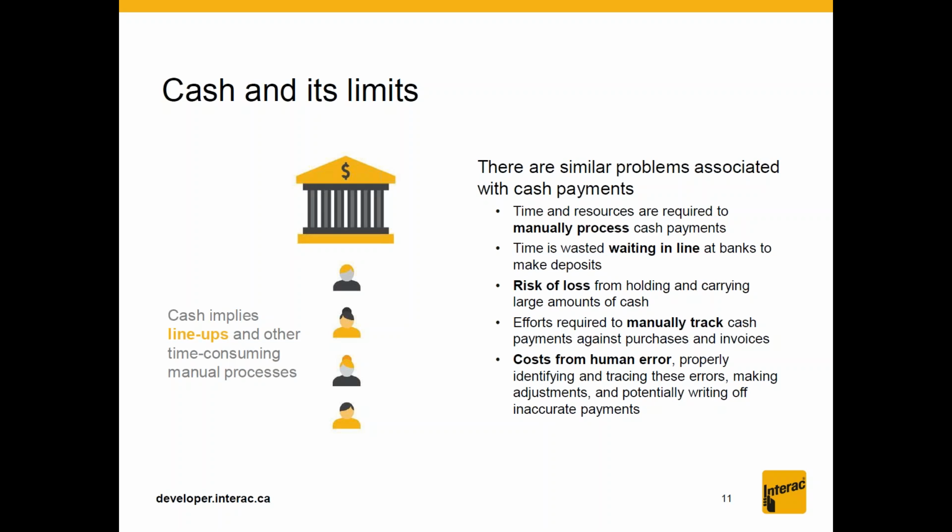All these cash payments need to be tracked against purchases and invoices manually. There are costs associated with human error, properly identifying and tracing these errors, making adjustments, and potentially writing off the inaccurate payments. The safety concerns with cash payments include the fact that cash can get lost, and if it's lost, there's no traceability, no way to get that money back. For any micro or small business, any loss of funds can have a huge impact.